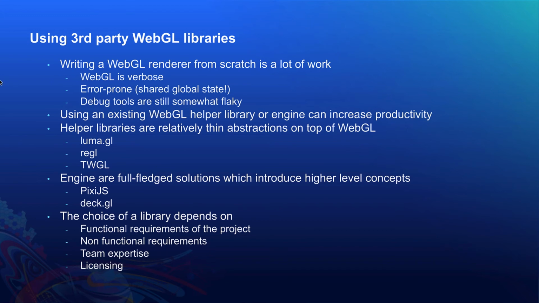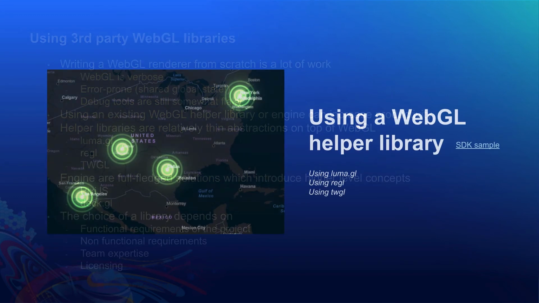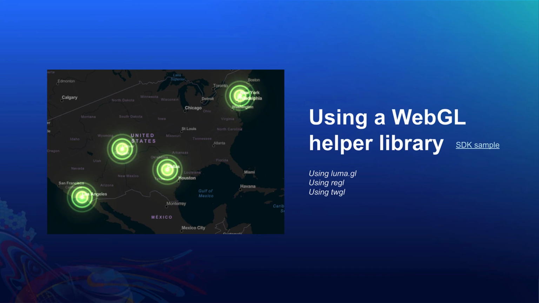In the following, we call helper libraries those that offer thin abstractions on top of WebGL, such as LumaGL, ArcGIS, and Twiggle. Conversely, we call engines those solutions such as Pixi.js and deck.gl that expose higher-level concepts. The choice of a library depends on your project requirements and team expertise. In the upcoming slides, we will see how to implement the same app using straight WebGL and 3 different WebGL helper libraries.